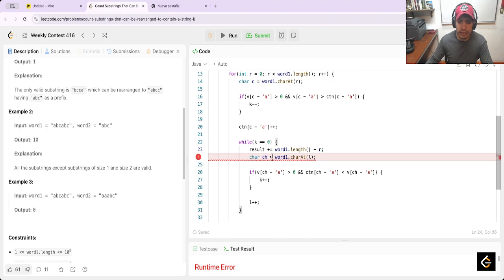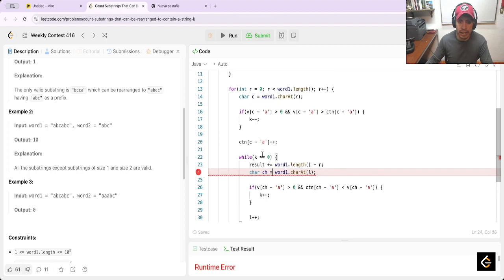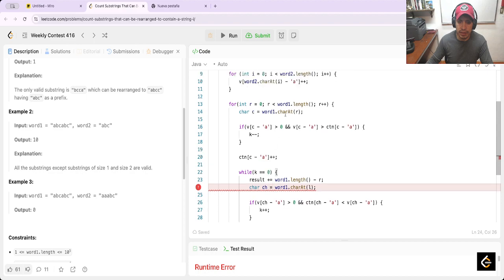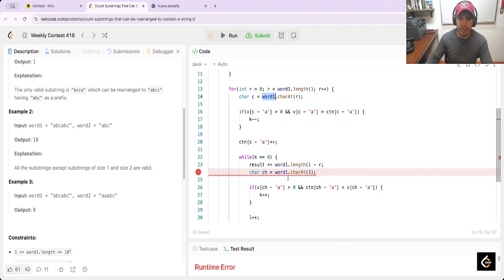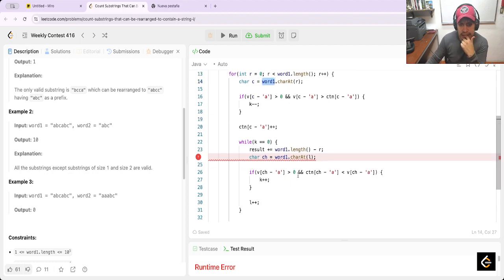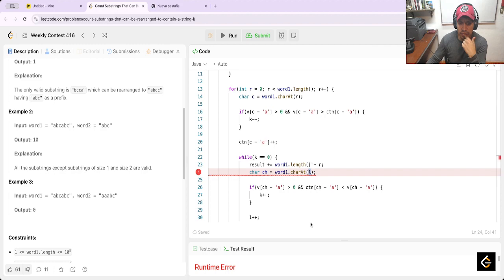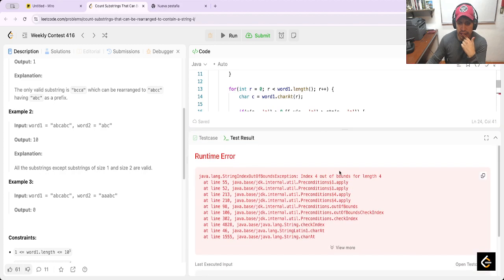Well, here what is happening? Come on, what is happening here? Word 1, da da da da. Word 1 index. But here, why it reach this element? Why it reach the index 4?